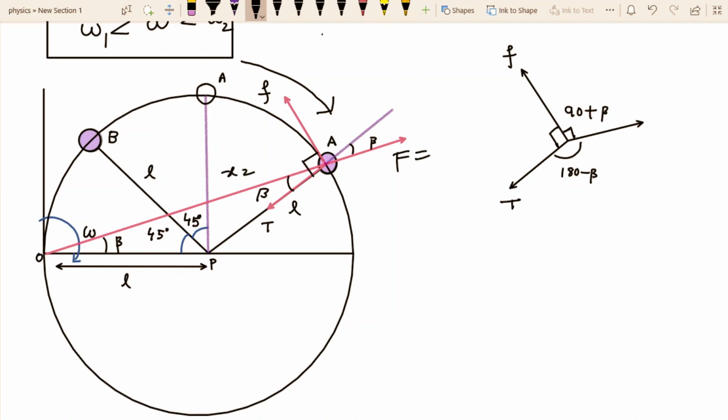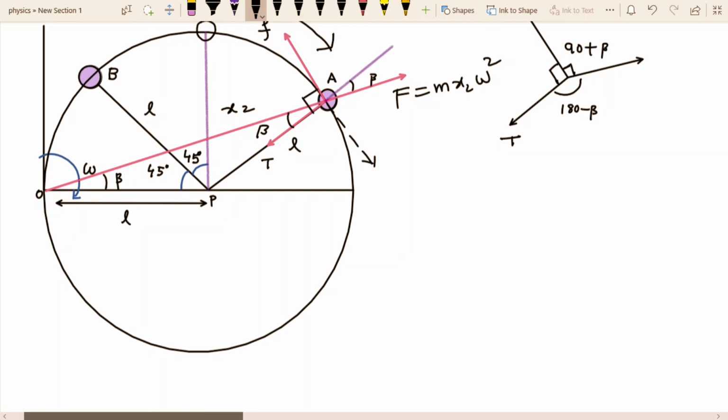So F is equal to m x2 omega square. Okay, and the component of the centrifugal force is acting in this direction, and it is balanced with the frictional force. I did not show you that component, but still the component of the centrifugal force is there in this direction. That is the sine component, and it is balanced with the frictional force. But I am using Lami's theorem because I am feeling very comfortable with it. We can easily get the answer.